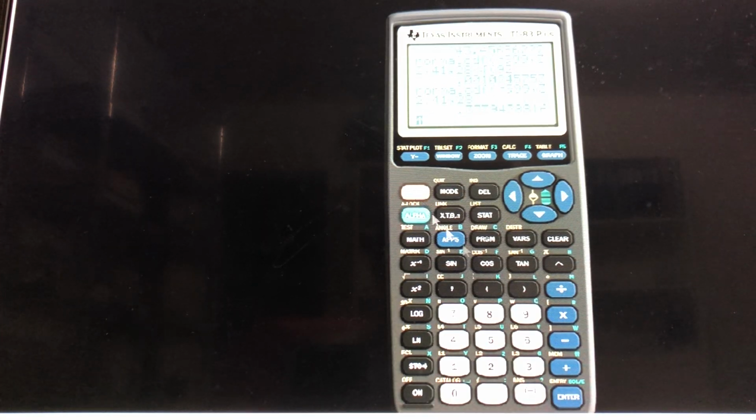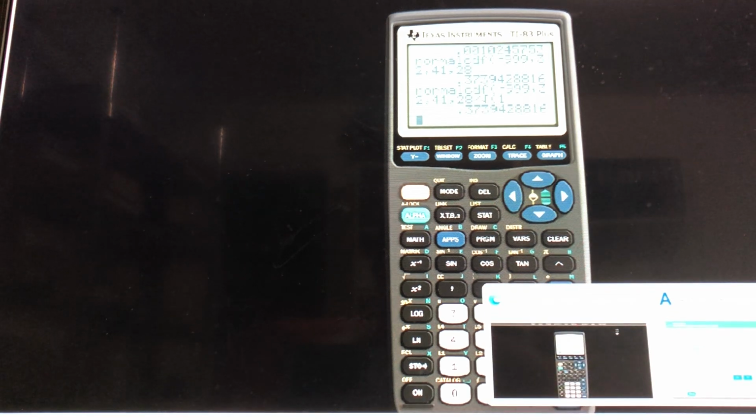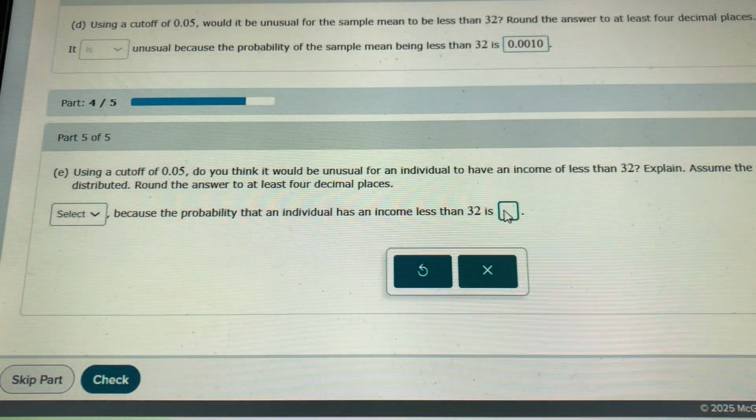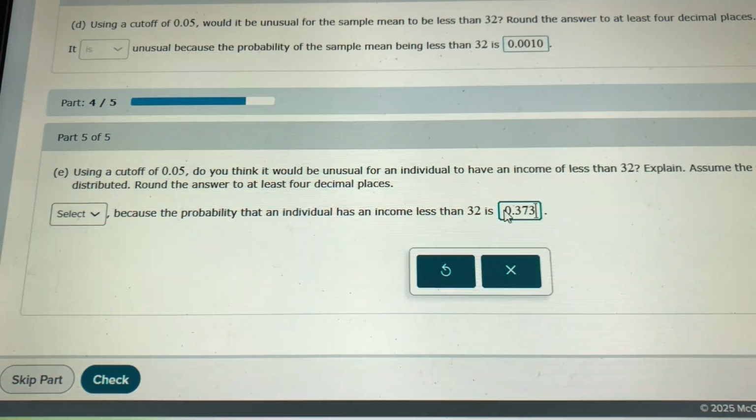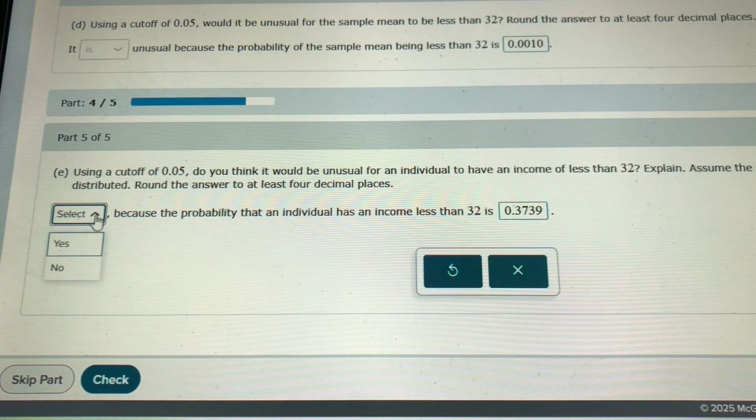You can put it if you want to. If I hit second enter and tack on divided by the square root of 1, you can do that. But notice the answer is the same with or without the square root of 1. It's different without the square root of, what was it, 92, but it's the same with or without the square root of 1. So now it's not unusual because it's 0.3739. That's way bigger than 0.05. Now, since the probability is 0.3739, it's not unusual anymore.